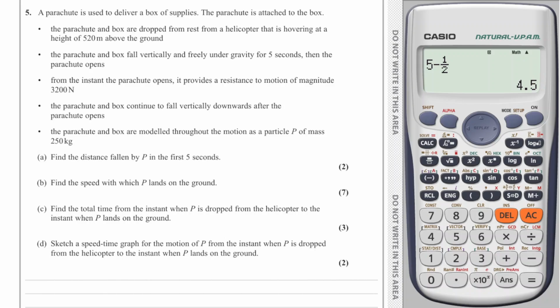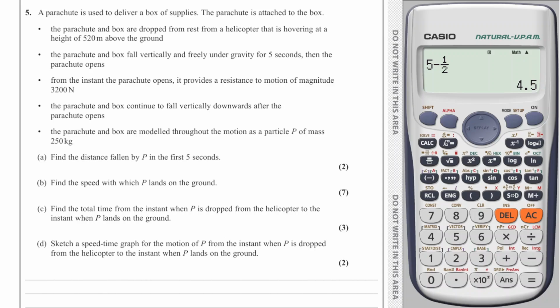Now we are going to solve a question that is based on the equation of motion and also free fall, that is the vertical motion under gravity. So here they are saying that a parachute is used to deliver a box of supplies. The parachute is attached to a box. The parachute and the box are dropped from rest from a helicopter that is hovering at a height of 520 meters above the ground.